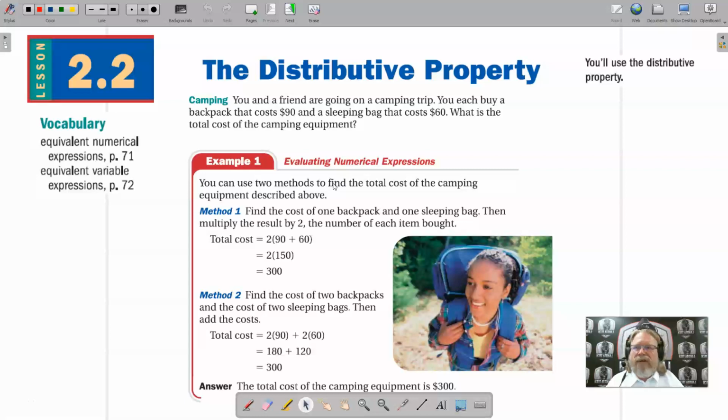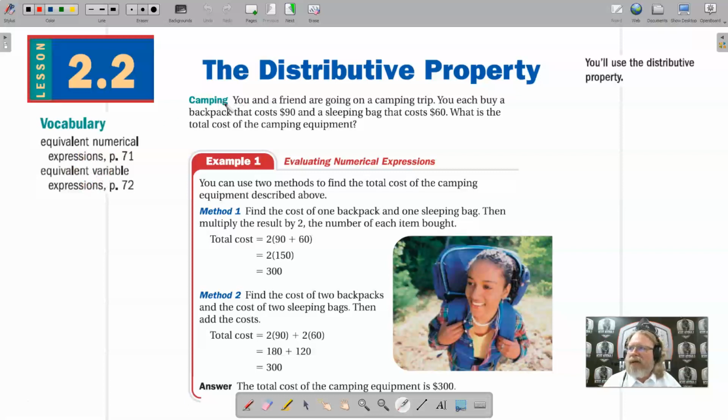Hello, this video is for textbook lesson 2 of chapter 2, so it is lesson 2.2. It is titled the Distributive Property, and our objective is to use the distributive property. Our vocabulary is equivalent numerical expression and equivalent variable expressions.